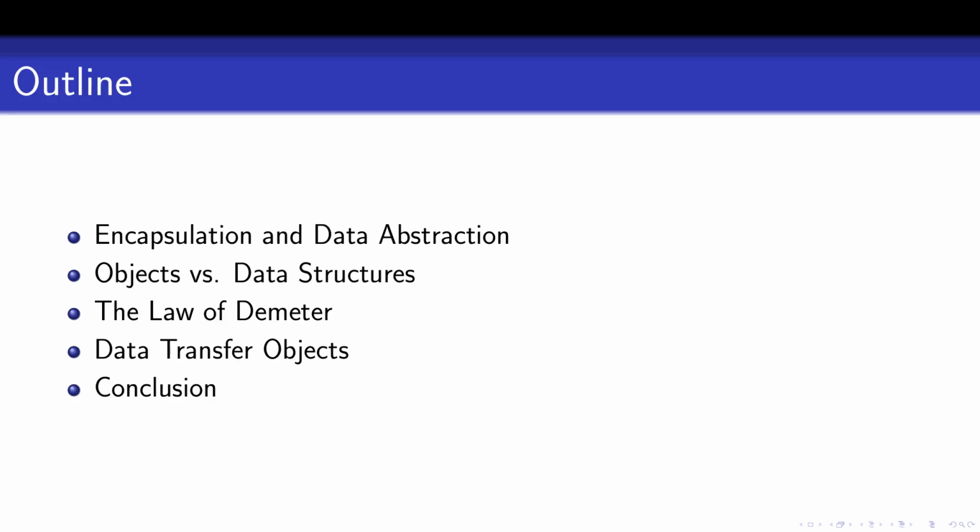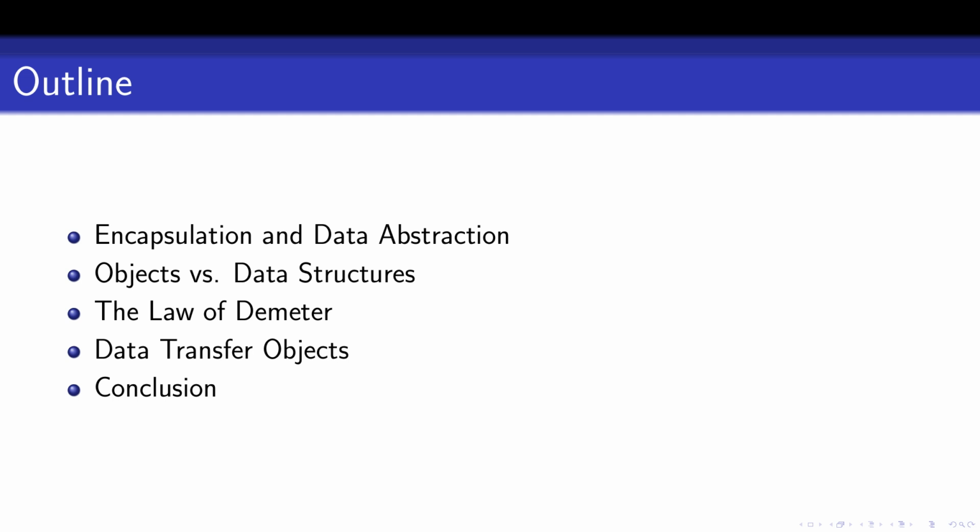Today's video is structured around 5 key areas that'll give us an understanding of objects and data structures. First, we'll cover encapsulation and data abstraction, why they matter, and how they protect our code. Then, we'll compare objects versus data structures, highlighting their unique strengths. Next, we'll dive into the Law of Demeter, a principle that keeps our code from getting too nosy. After that, we'll look at data transfer objects and their role in moving data around efficiently. Finally, we'll wrap up with some key takeaways to tie it all together.